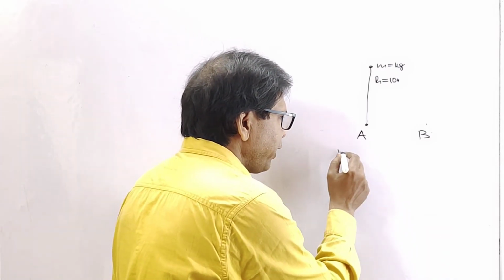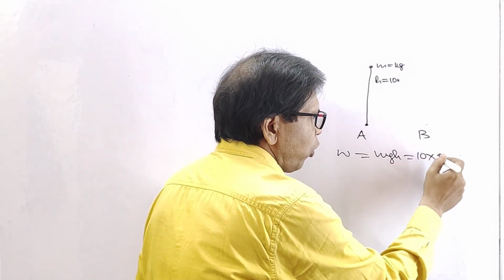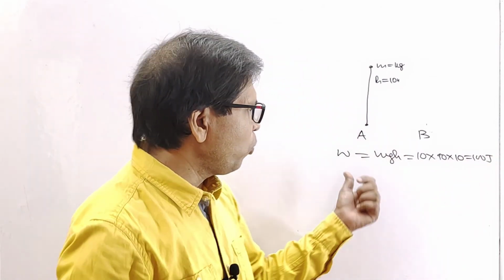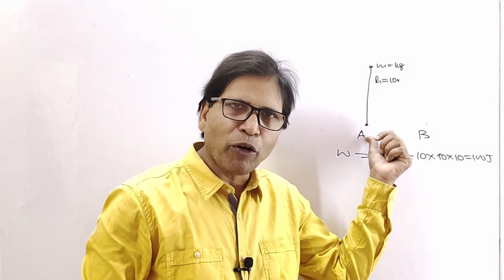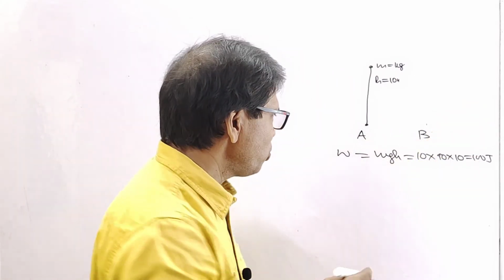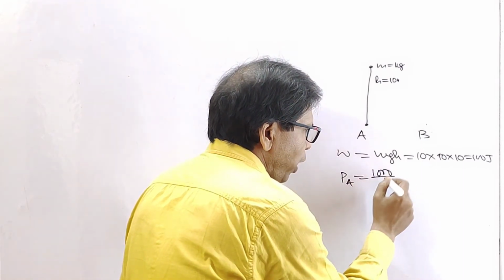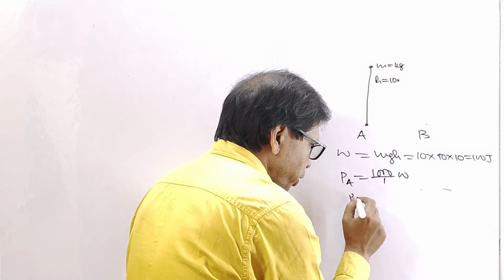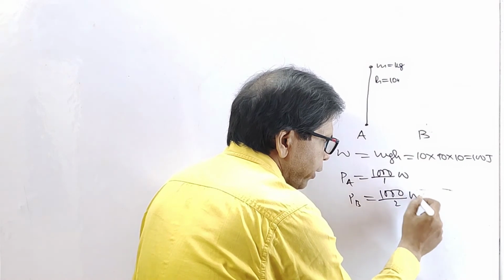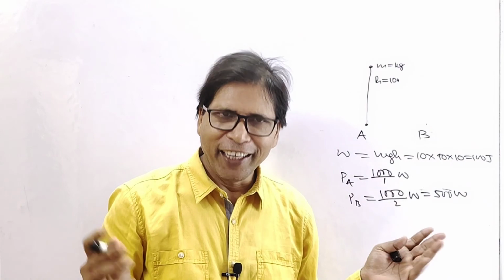We know work done W equals mgh. M is 10, g is also 10, and h is 10. So this is 1000 joule. But A performs this work in 1 second, while B performs it in 2 seconds. So the power of A is 1000 by 1 watt, and the power of B is 1000 by 2 watt, that is 500 watt. Okay, so A is more powerful than B.